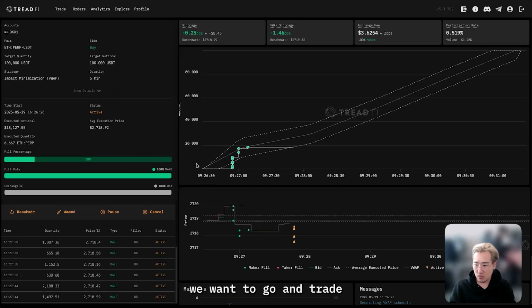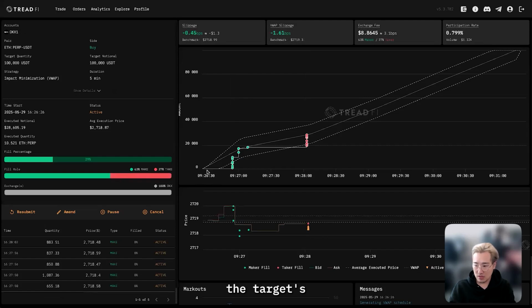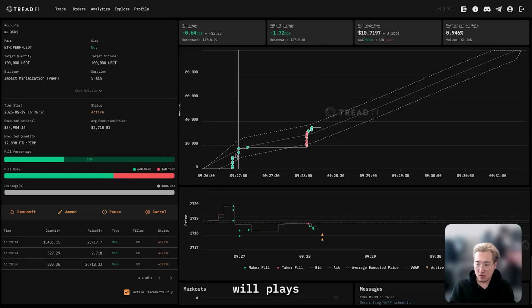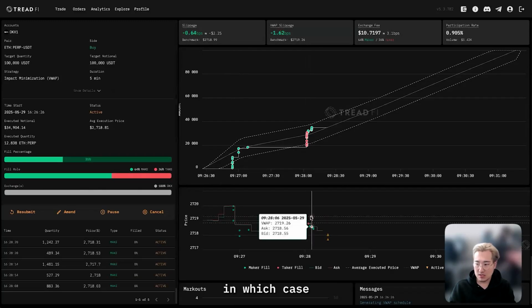So the game plan is we want to trade 100K over 5 minutes. This solid line in the middle is our engine's target quantity. Over time, the target is going to accrue, eventually getting to 100K. And then these dotted lines are what we call tolerance bands or discretion bands, where the engine will place passively until it gets to the bottom of this tolerance band, in which case some of these limit orders that you see here might get translated into market orders in order to stay on schedule.